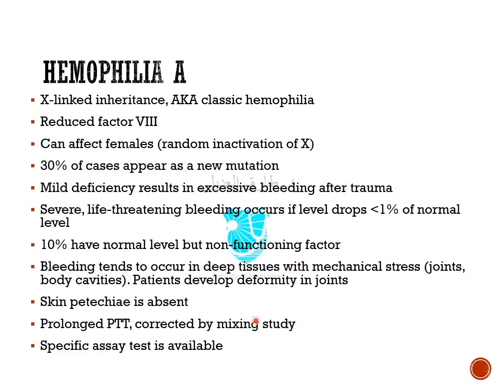Next, we have hemophilia A. This is the second most common inherited bleeding tendency. It is an X-linked disease, so it is mainly a disease of boys, but it can also affect girls. The other name is classic hemophilia. It is the most common hemophilia. Patients will have a reduced factor 8. It can affect females, as we mentioned, if they have random inactivation of the X chromosome in the normal chromosome. In 70%, there is a family history in the maternal uncles or brothers, while in 30% there is no family history, so it means a new mutation in that person.